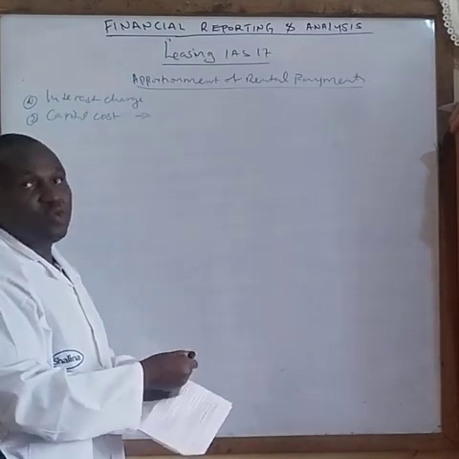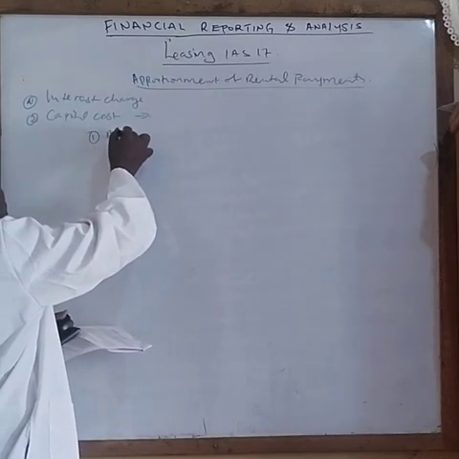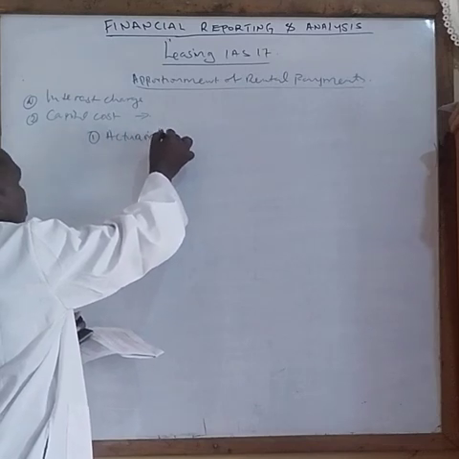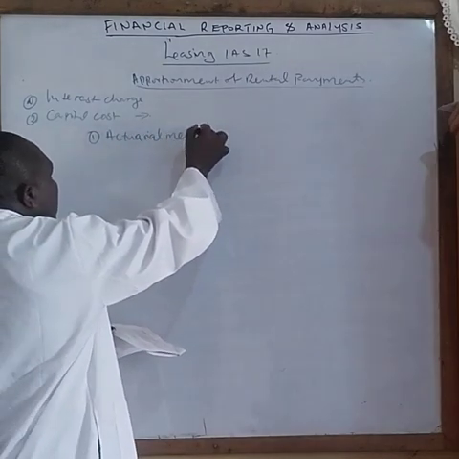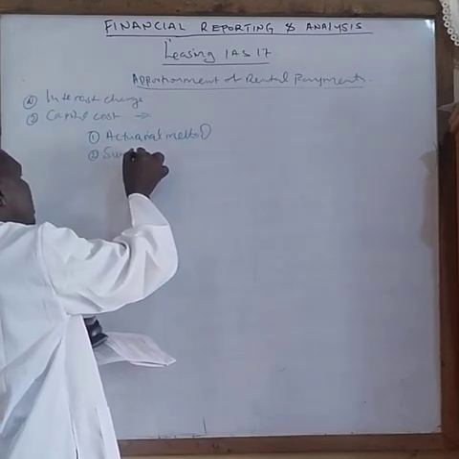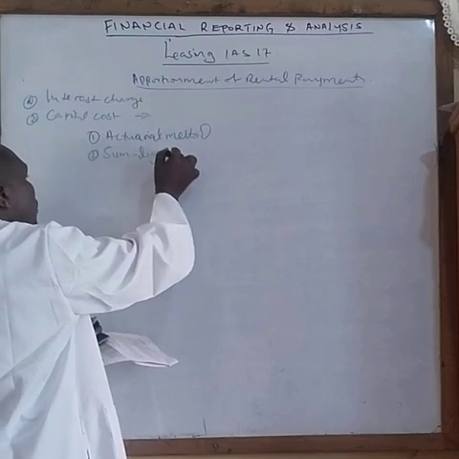In this case, there are two methods that we have been told. Method number one is what we call the actuarial method. Another one is what you call the sum of digits method.